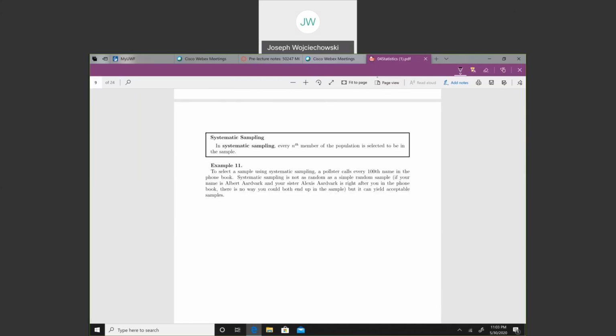In systematic sampling, every nth member of the population is selected to be in the sample. To select a sample using systematic sampling, a pollster calls every 100th name in the phone book. Systematic sampling is not as random as a simple random sample.